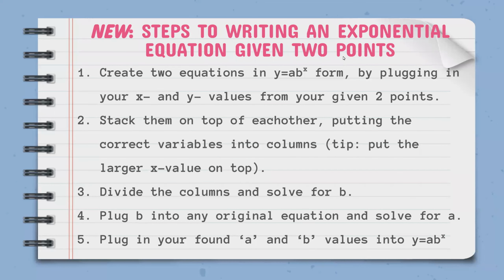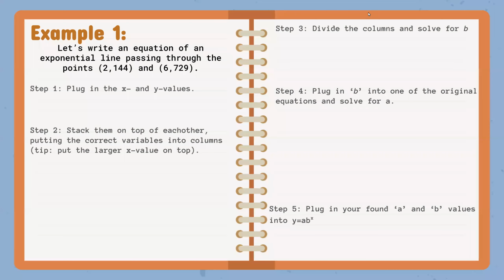First, you want to create 2 equations in y = ab^x form by plugging in the x and y values from your given 2 points. Then you're going to do what I call the stacked method. You stack them on top of each other, putting the correct variables into columns. One of my tips is to put the larger x value on top. Then you divide the columns and solve for b. You plug your b into any of the original equations to solve for a. Then you've found your a and b, and you can plug them into the standard equation.